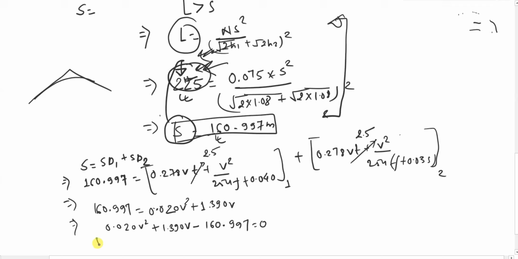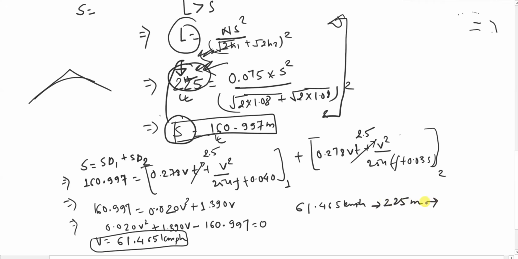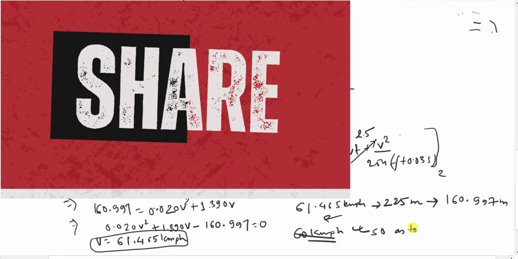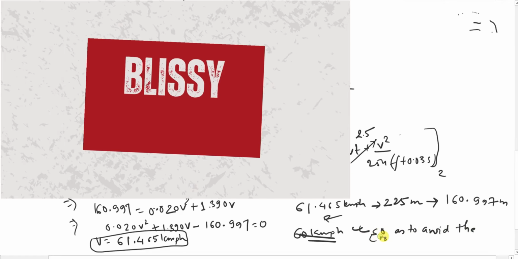So you have got two values. One of the values of design speed is coming out to be 61.465 kmph. So what you have found is that the posted speed has caused the accident in this case. Now the posted speed is to be changed and adopted as 61.465 kmph, as the length of this curve is 225 meter for this 160.997 meter stopping sight distance. So now you can say that the posted speed may be changed to 60 kmph in this case, so as to avoid the crash.